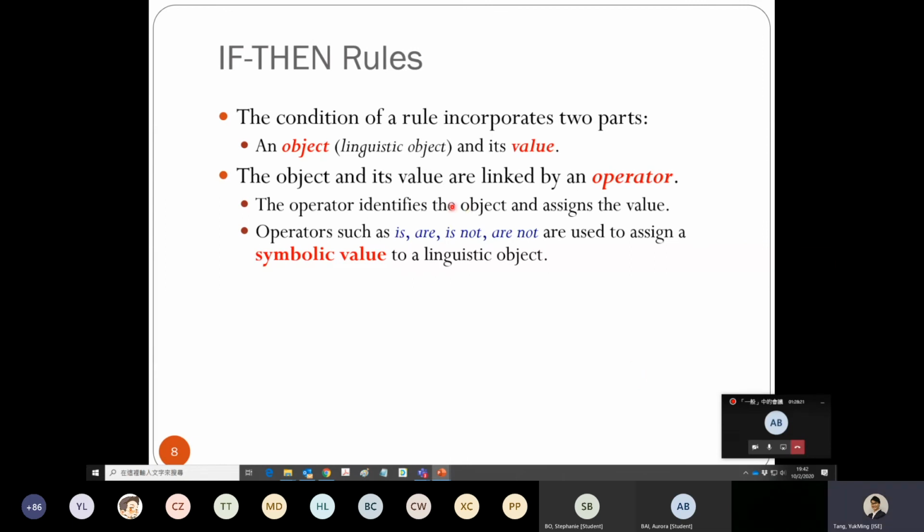So in the if-then rule structure, you will see that in the first part, the if part, we have the linguistic object. For example, let me show you an example. So the first part is the if part. So if, for example, the BMI index. I'll write it: BMI index. So this part is an object, or we call it a linguistic object.